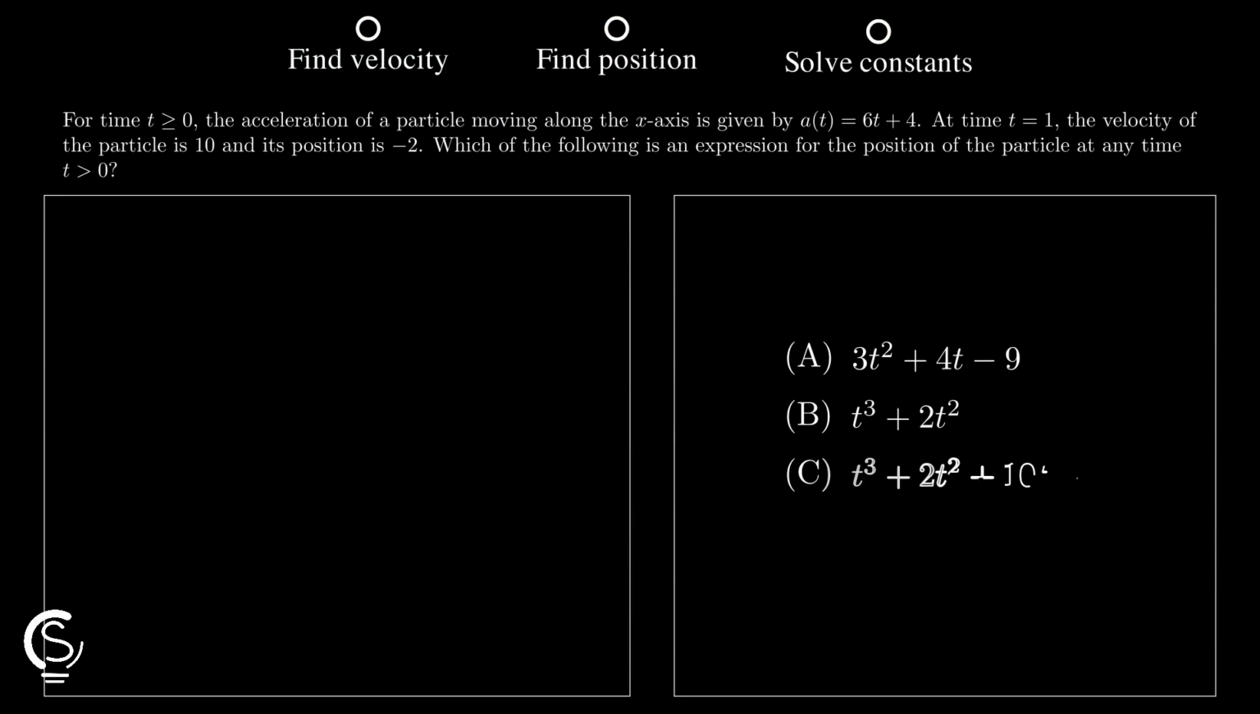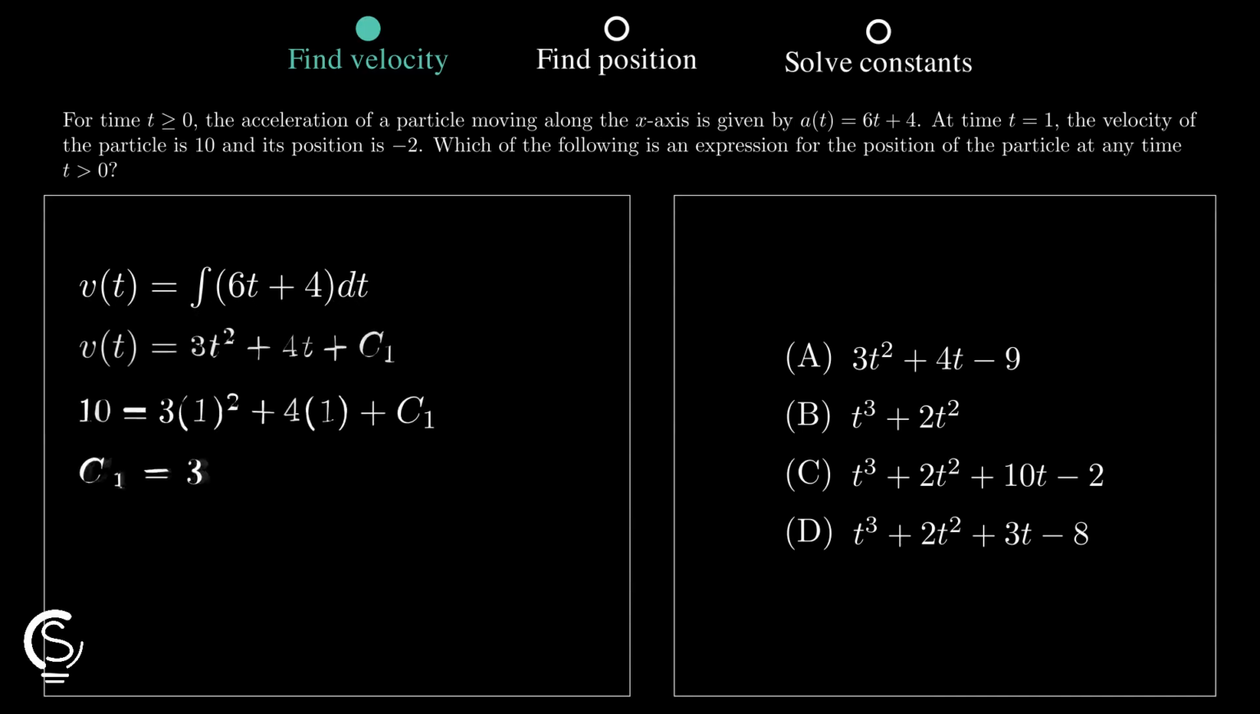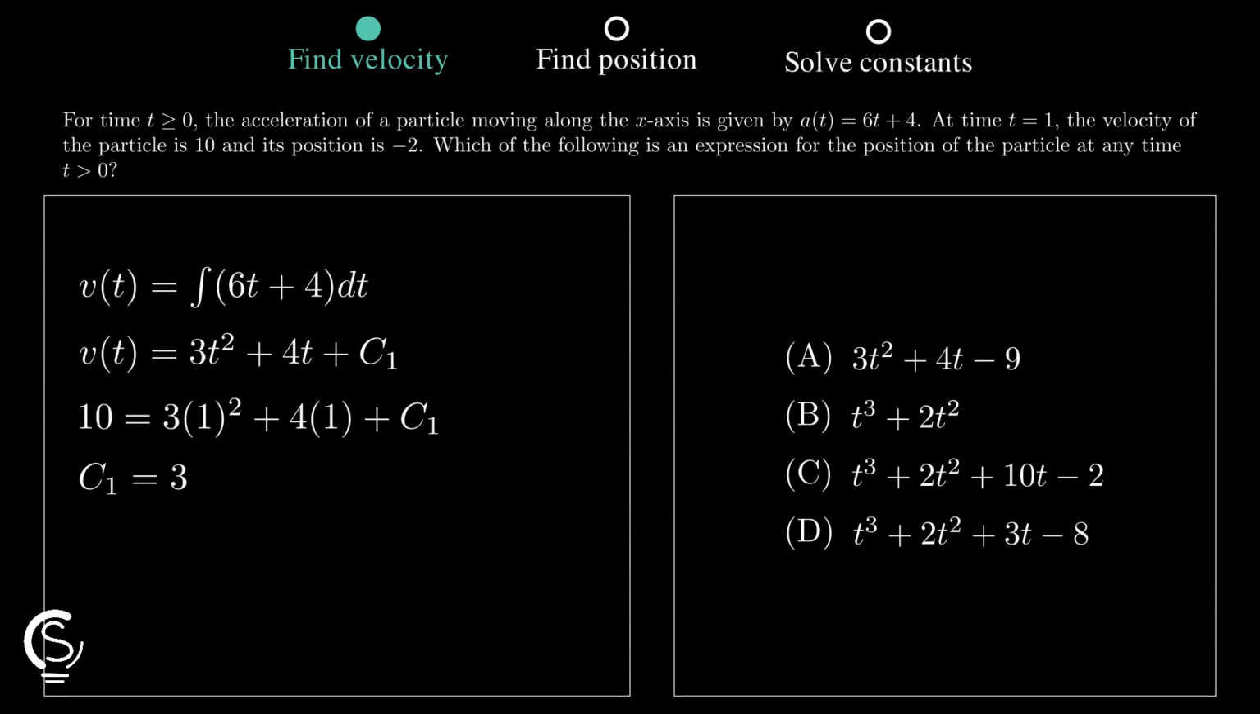Start by integrating the acceleration function. This gives us the velocity expression, which includes an unknown constant c1. We solve for this constant using the given velocity at time.